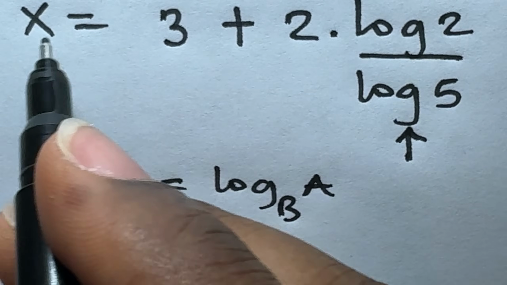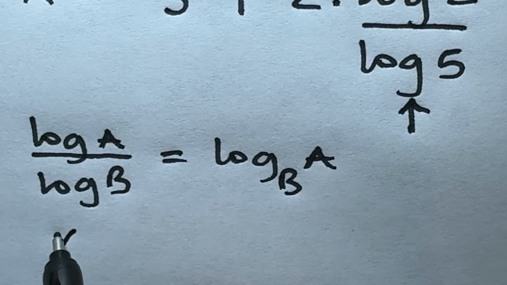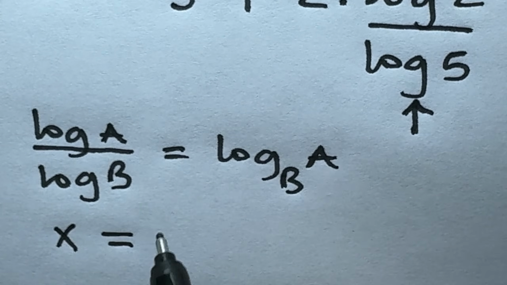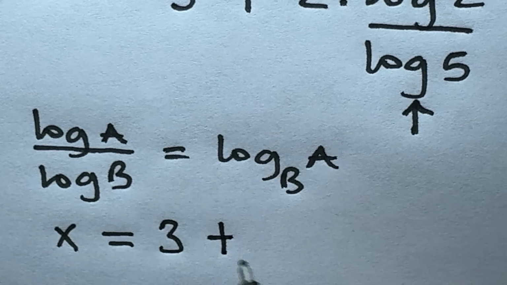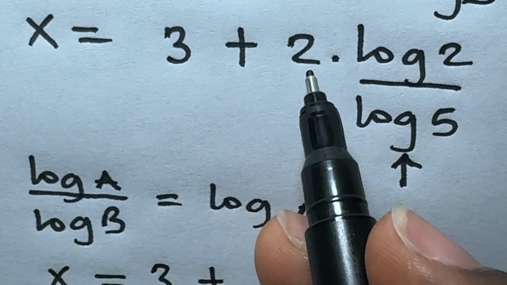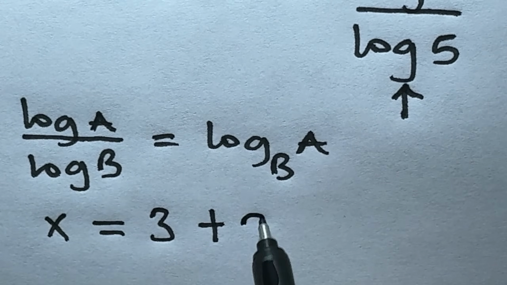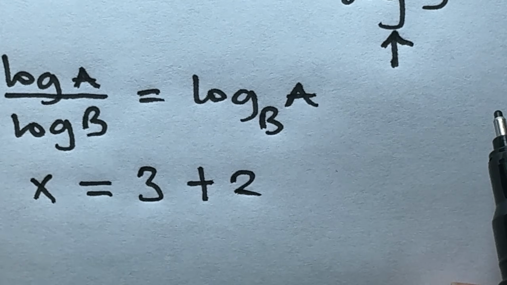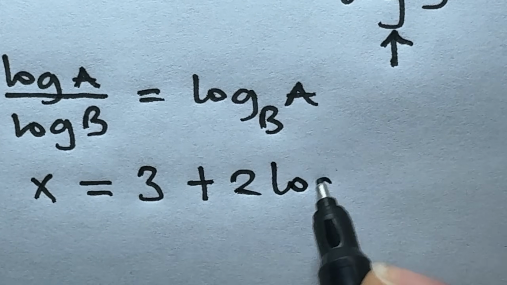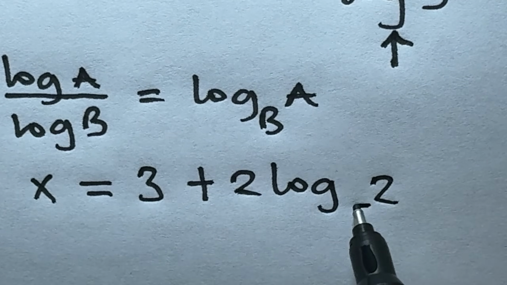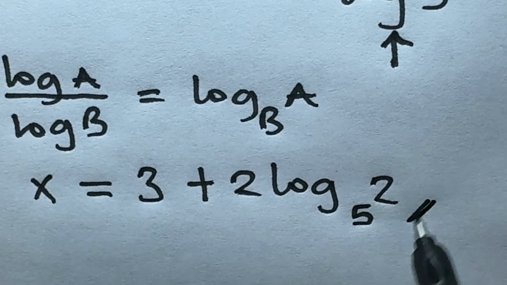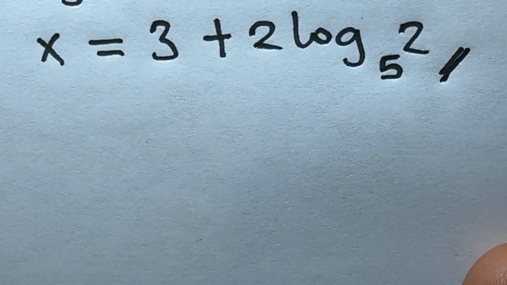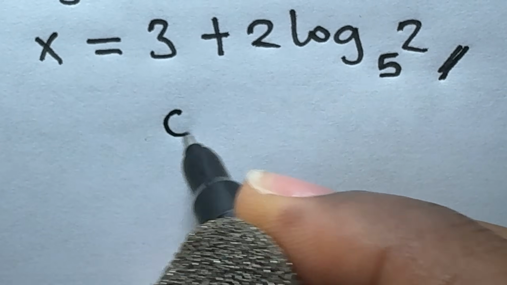By law of logarithm, this will give us log a base b. So x is equal to 3 plus 2 times, this will now be log 2 base 5, giving us the final answer for x in this problem. Next, we are going to do a quick check to confirm that this is correct.